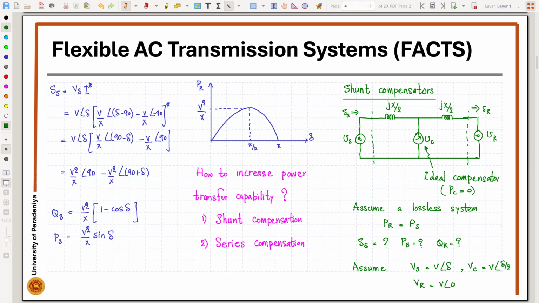So what is a compensator? Excuse me, sir.